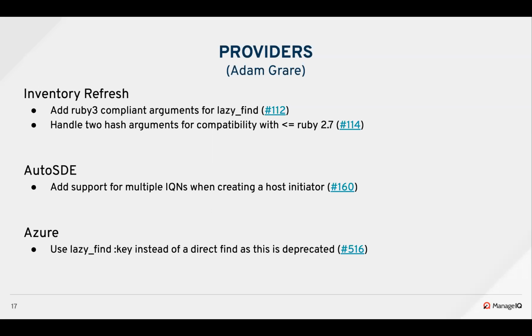For AutoSDE this sprint, they added support for passing multiple IQNs when you create a host initiator. So the UI dropdown allows you to specify multiples, and then the backend provider code will parse that array and pass it over to the API properly.